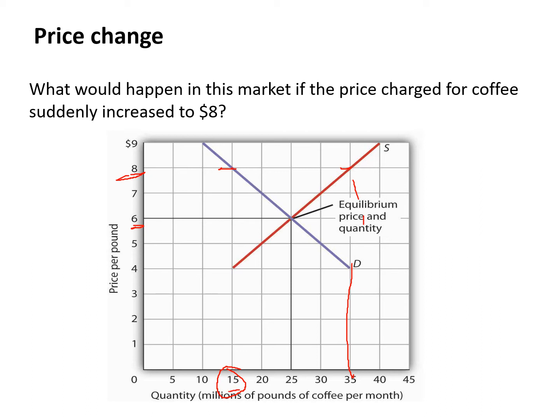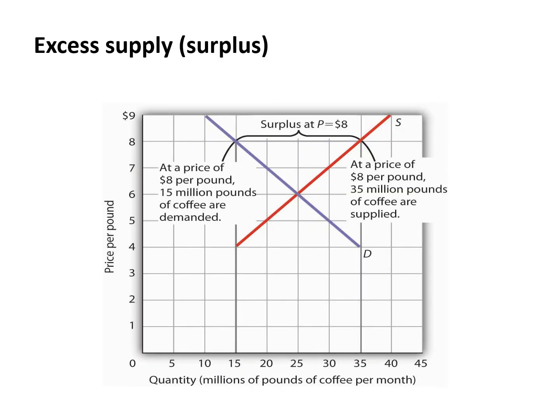Now when the supply exceeds the demand, what do we call it? Over here, at a price of $8 per pound, 15 million pounds of coffee are demanded. At this price, 35 million pounds of coffee are supplied. So over here we have what? A surplus. At this point we have a surplus because the supply is more than the demand.